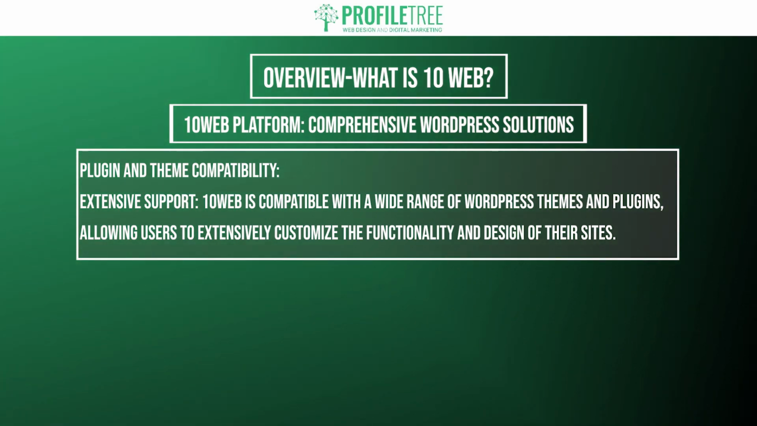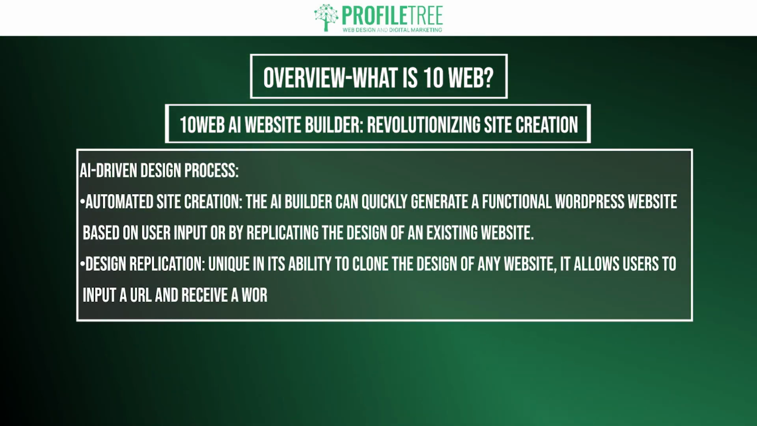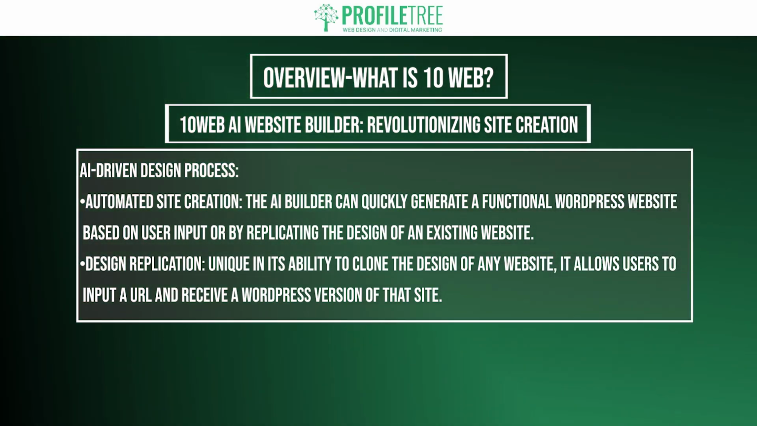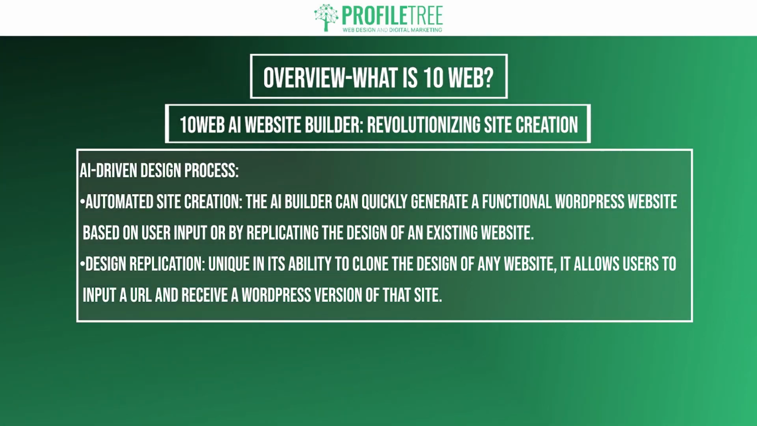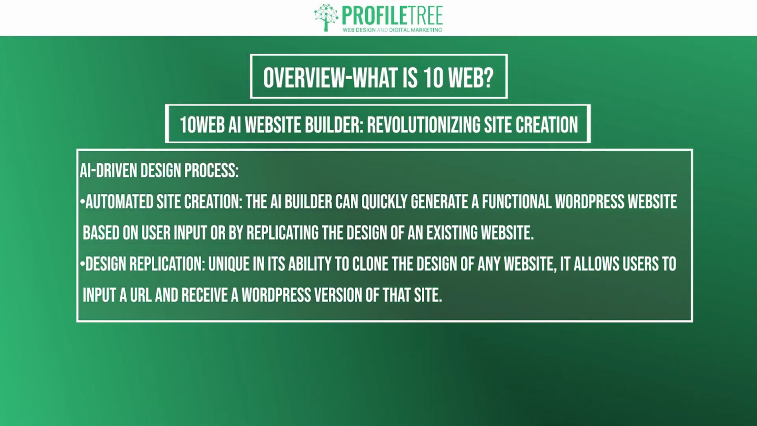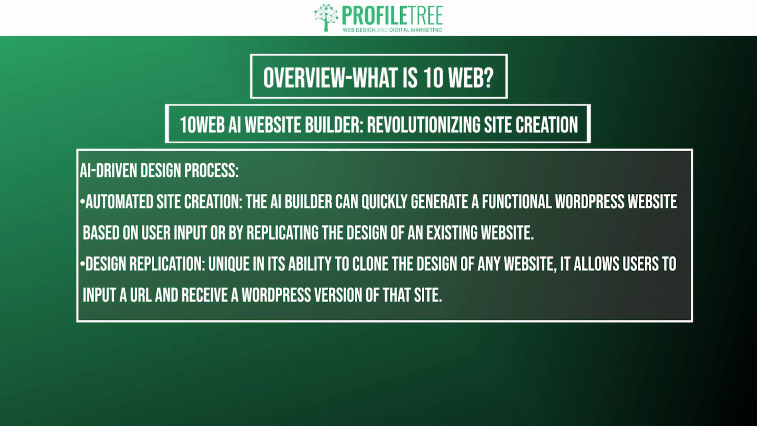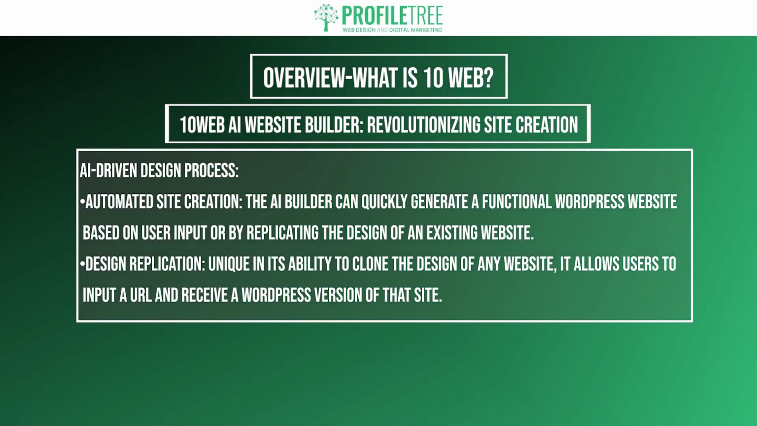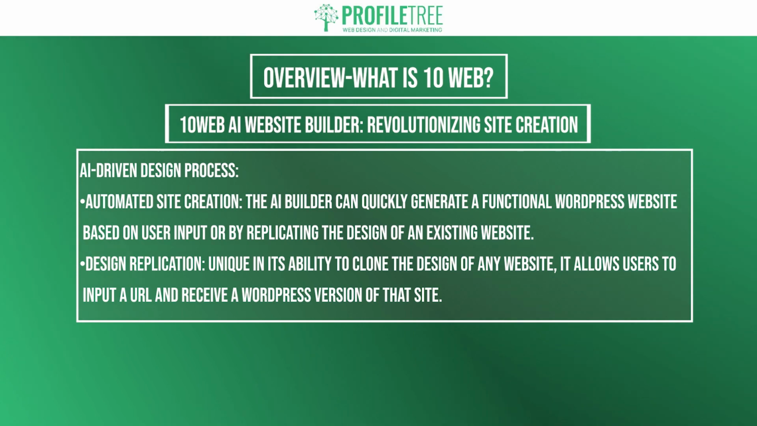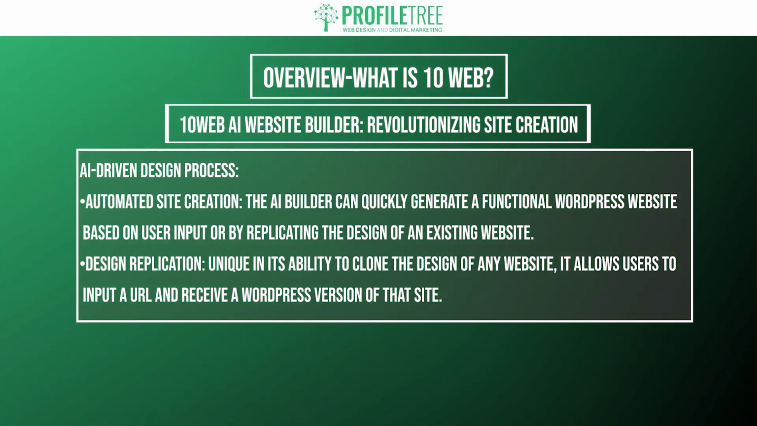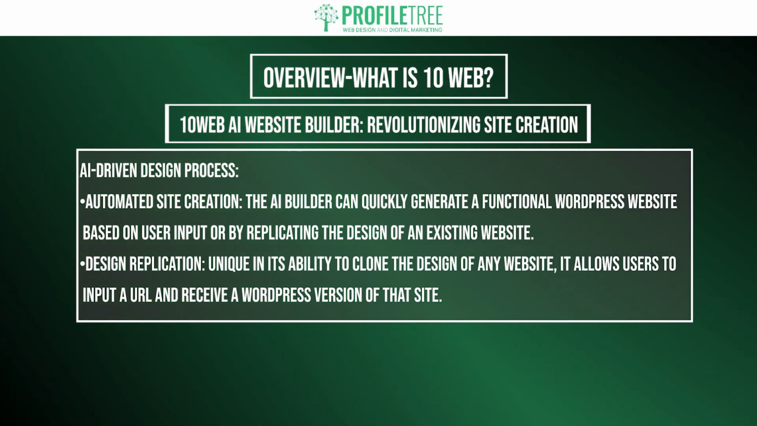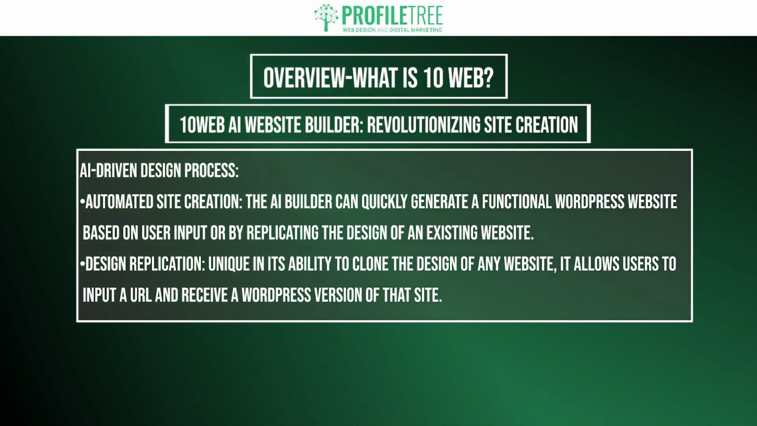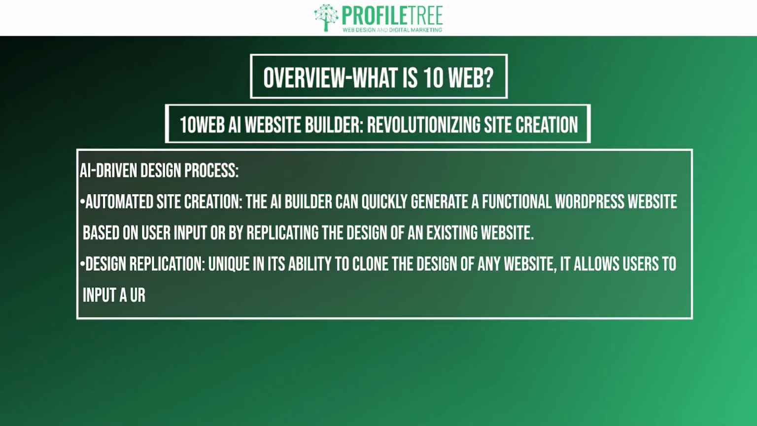What we're here for really is the 10Web AI Website Builder. So just a few points on it. Number one, it does have that AI-driven design process, and we'll showcase that later on in the video. It does have that automated site creation, so the AI Builder can quickly generate a functional WordPress website based on user input or by replicating the design of an existing website. You've also got design replication, so it's unique in its ability to clone the design of any website, and it allows users to input a URL and receive a WordPress version of that site.